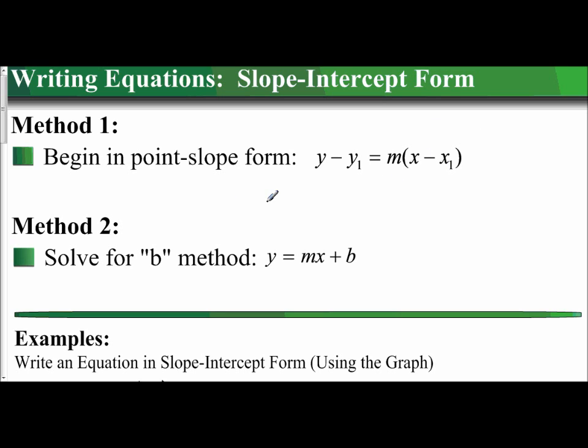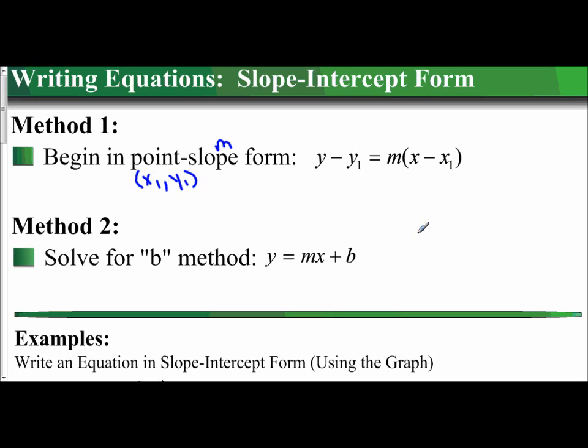This means you have a point, and that point is x1, y1, and you have a slope, and that's your m. What you would do is plug in the point you're given, plug in the slope, and to convert this to slope-intercept form, what you'd have to do first is distribute the slope and then move the y1 over and combine like terms. And we're going to look at that method.